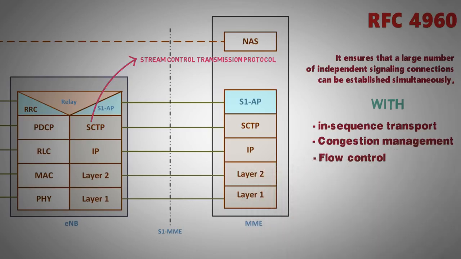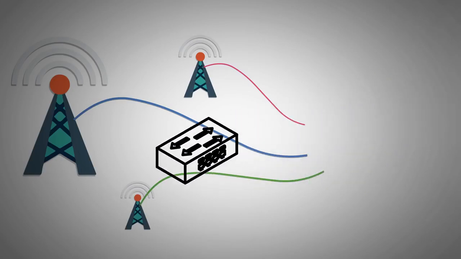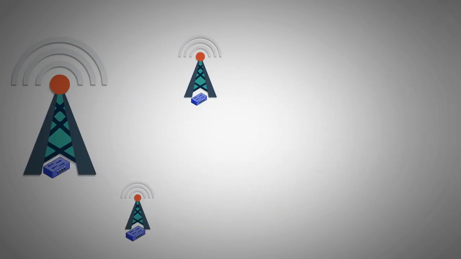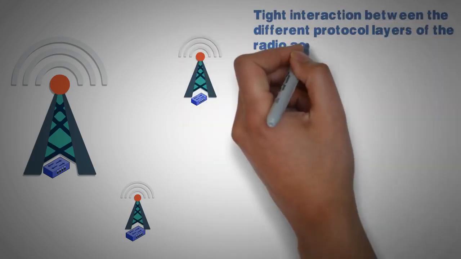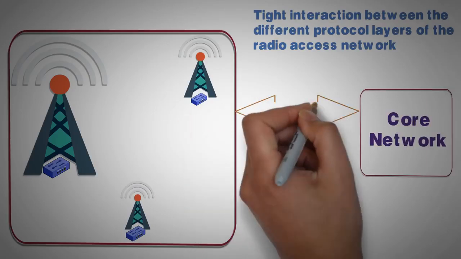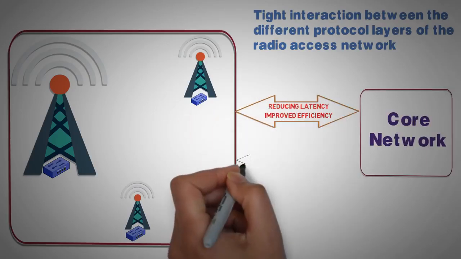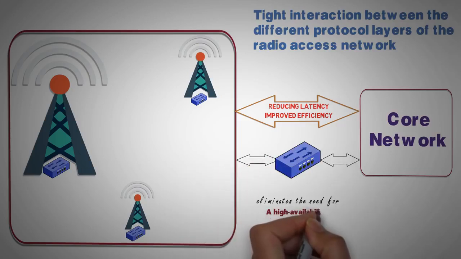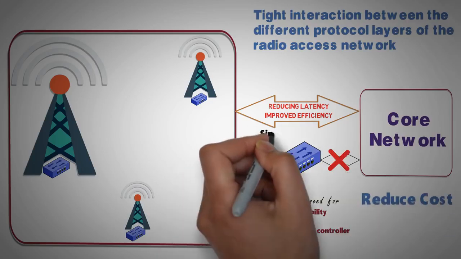Now, as mentioned earlier, unlike the previous generation technologies, LTE integrates the radio controller function into the eNode B. This allows tight interaction between the different protocol layers of the radio access network, thus reducing latency and improving efficiency. Such distributed control eliminates the need for a high availability, processing-intensive controller, which in turn has the potential to reduce cost and avoid a single point of failure.